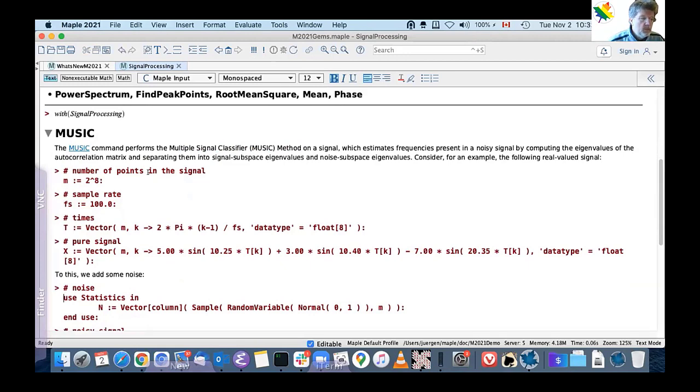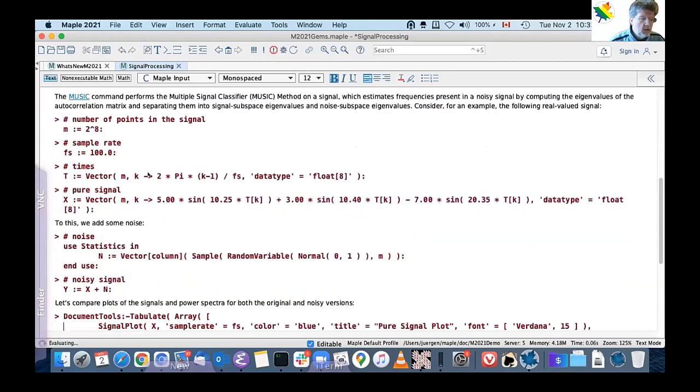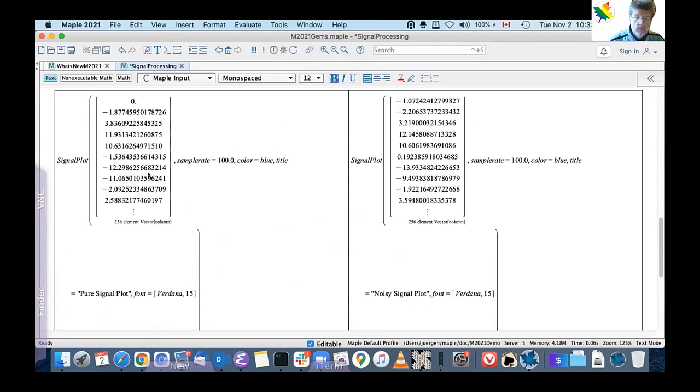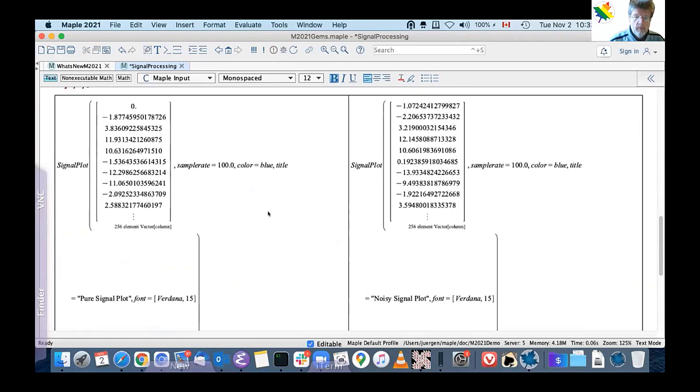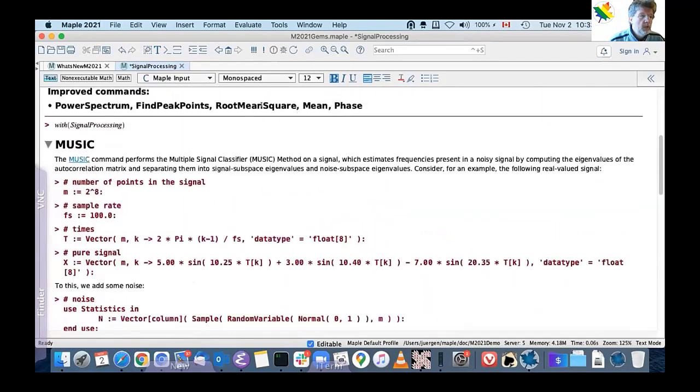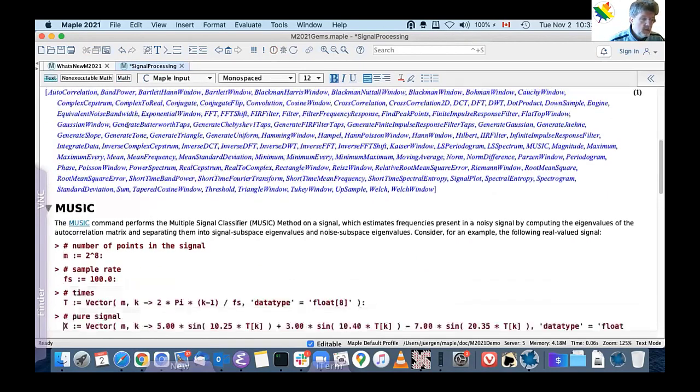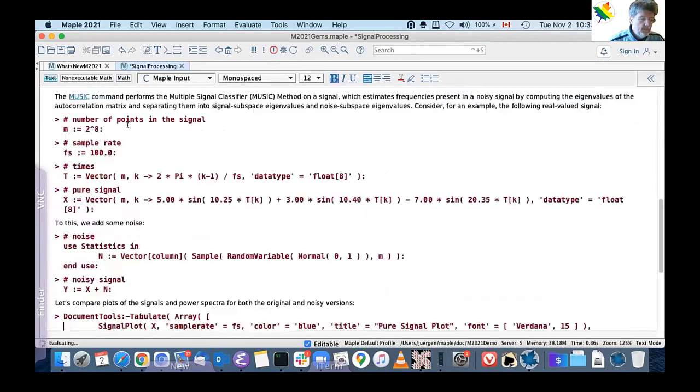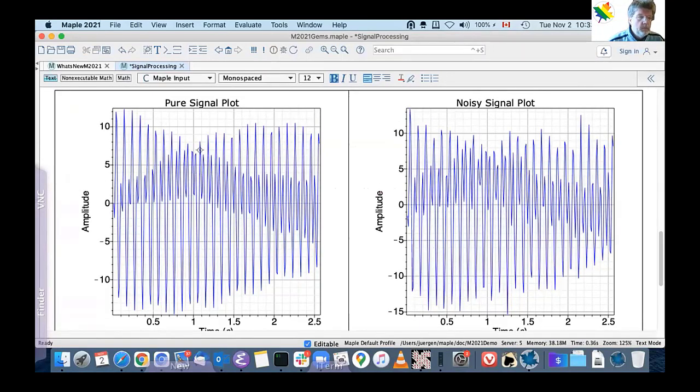So we start out by creating a noisy signal. And I have no idea why this doesn't show up properly. I guess maybe I forgot to execute a with command. Yes. Here we go. Let's try this again. Okay. So this is the pure signal which we designed, and then we added a little bit of noise to it. That's what you can see on the right. So you can visually see that they're a little bit different.